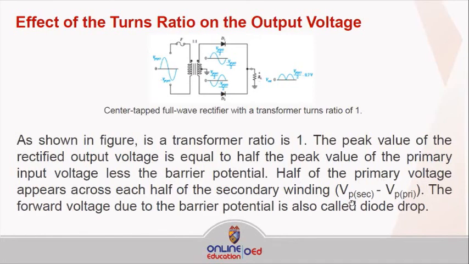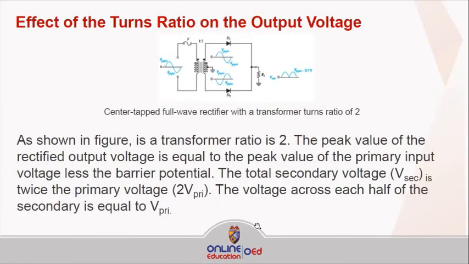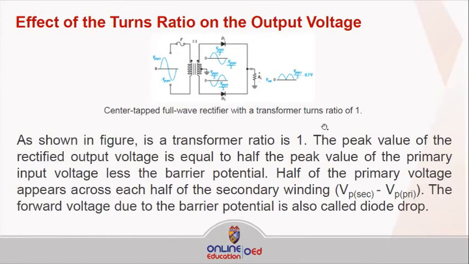Okay, that is voltage secondary minus voltage primary para makuha yung secondary winding. The forward voltage due to the barrier potential is also called diode drop. Okay. Okay, continuation of the effect of turn ratio. How about a center tap full wave rectifier with a transformer with a turn ratio of 2? Kung dito ang turn ratio is 1.